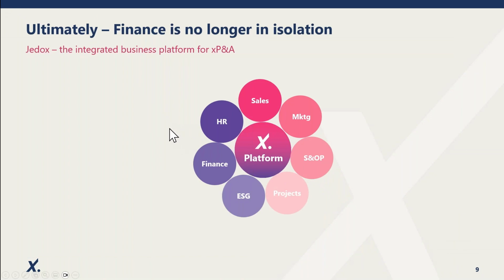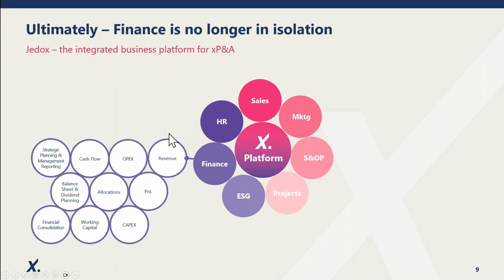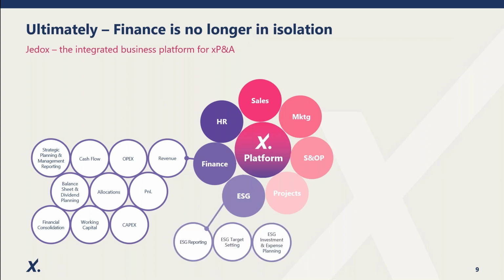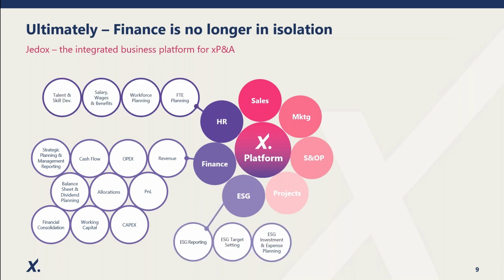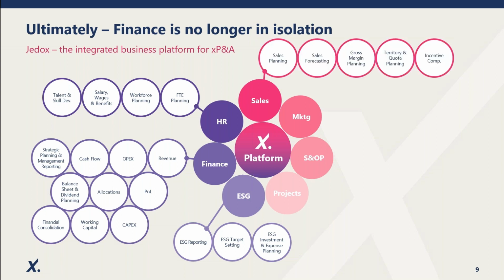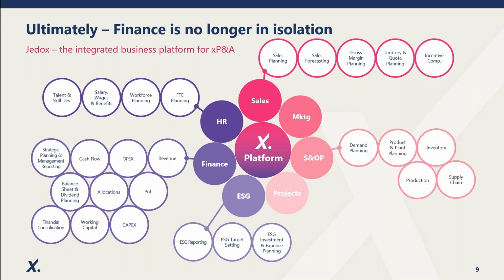With the Jedox platform, finance is no longer in isolation. This slide represents the many ways that your business or organization can benefit from our integrated business platform and extended financial planning and analysis. Jedox allows the business to scale according to your needs and desired timing. And I know this slide might seem a little overwhelming, but most of our customers start by simply automating management reporting and forecasting the P&L. And then they are quickly able to add additional use cases, as you see here on the screen, once the most painful processes are fixed.